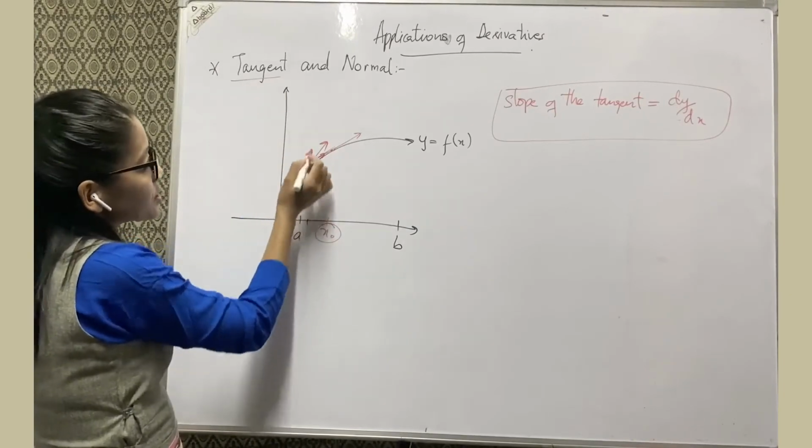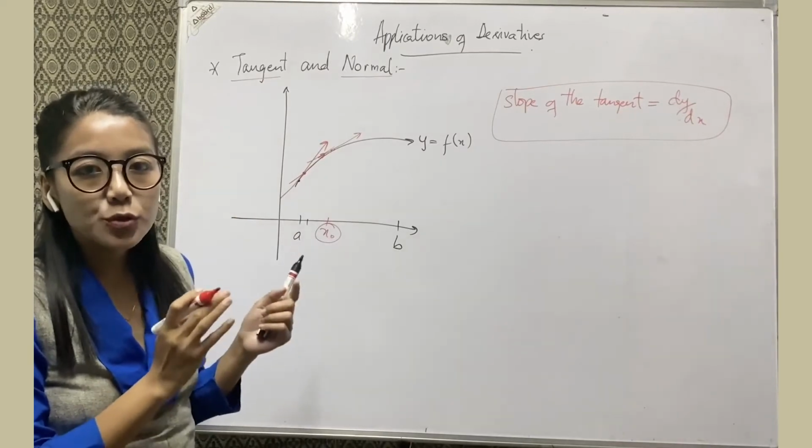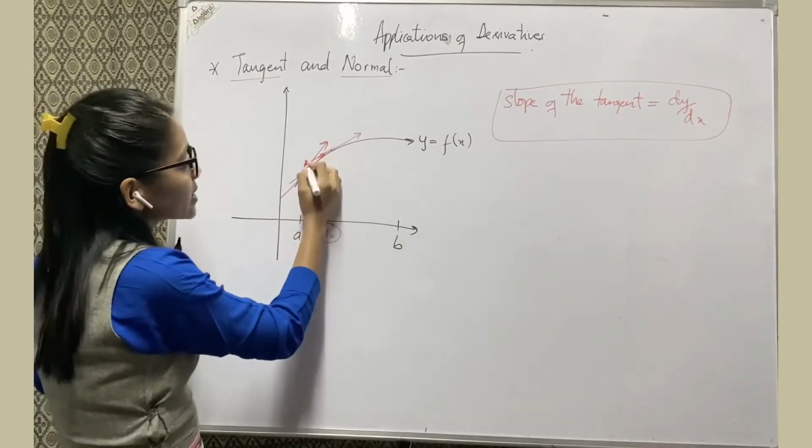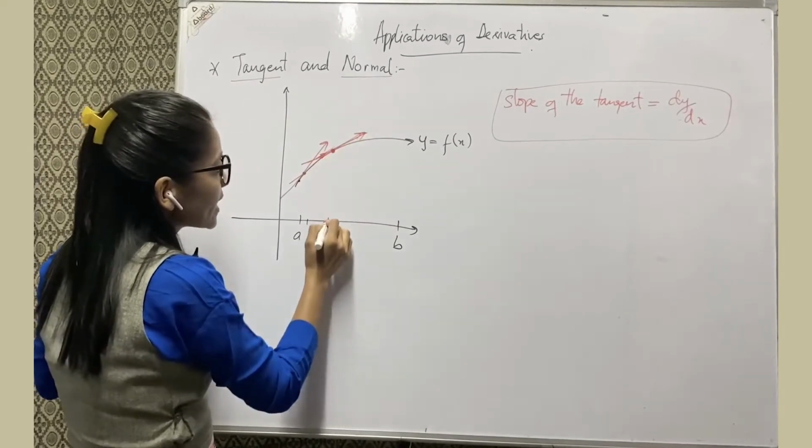Now this is tangent. Now what do we mean by normal? Normal and tangent are perpendicular to each other. So when I consider this tangent, this tangent is passing through this point x naught.